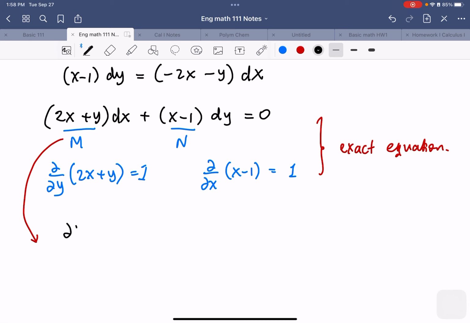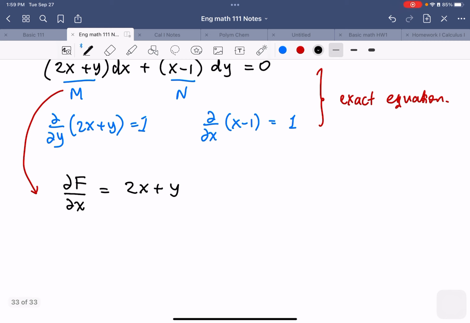So let's write that ∂f/∂x is 2x plus y. So integrate with respect to x, this will be f equals x squared plus xy, and then we generate a constant as a function of y.